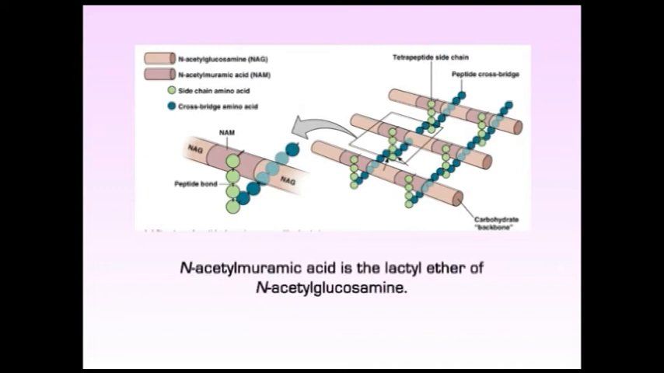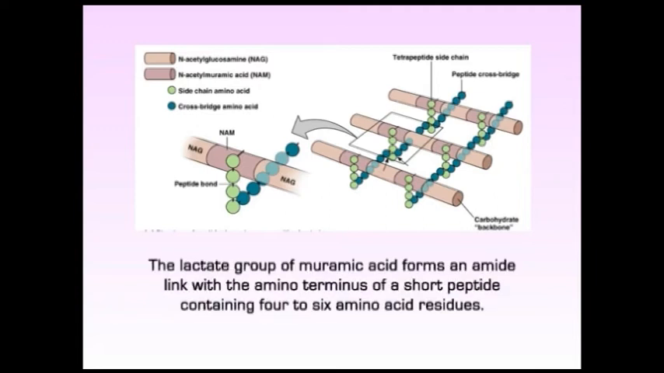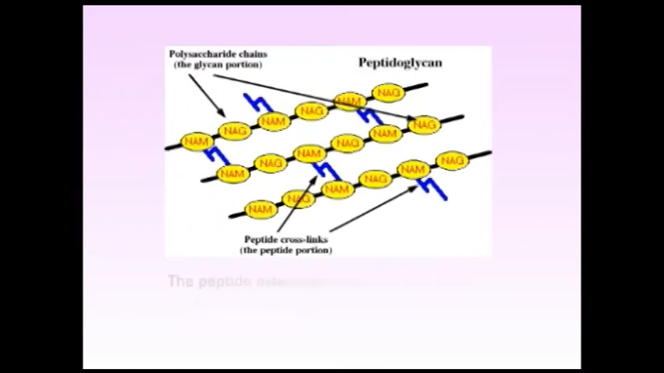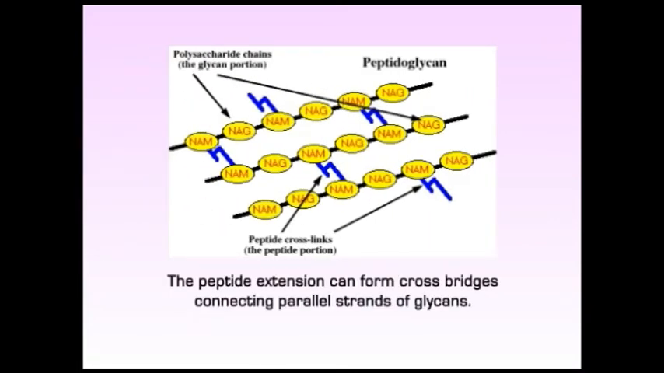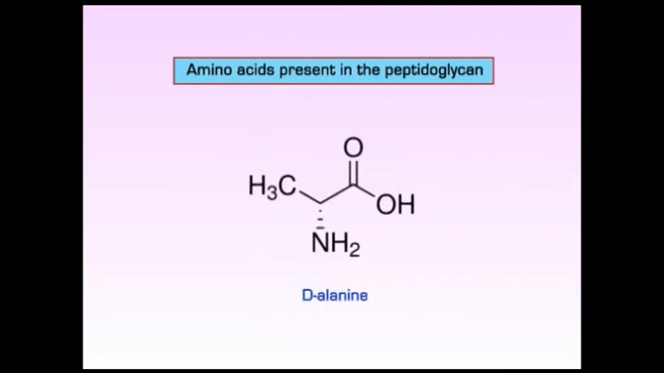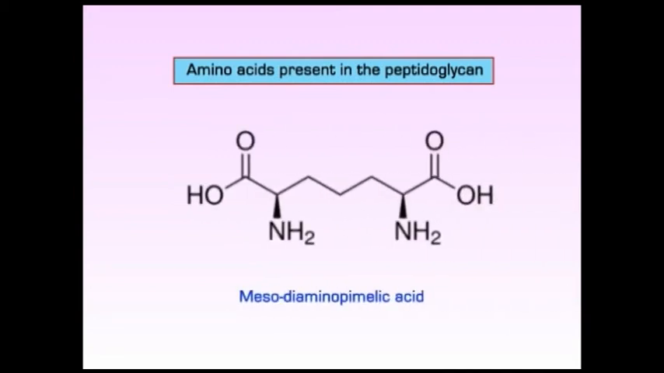N-acetylmuramic acid is the lactyl ether of N-acetylglucosamine, and the lactate group of the muramic acid forms an amide link with the amino terminus of a short peptide containing 4 to 6 amino acid residues. Further, the peptide extension can form cross bridges connecting these parallel strands of glycans. D-glutamic acid, D-alanine, and meso-diaminopimelic acid are some of the amino acids present in the peptidoglycan.